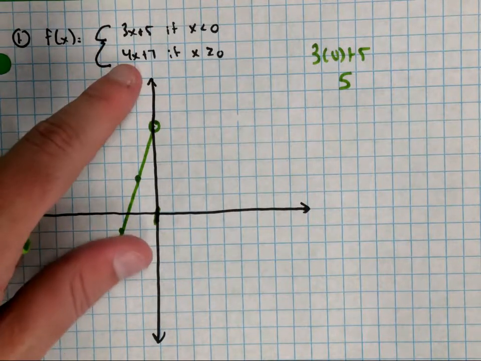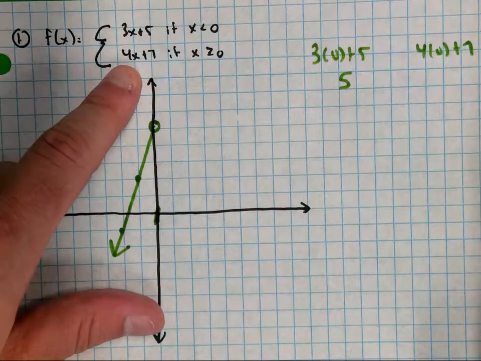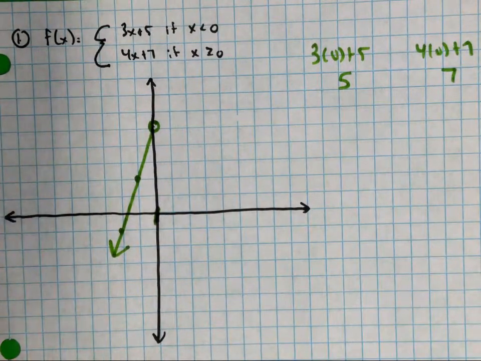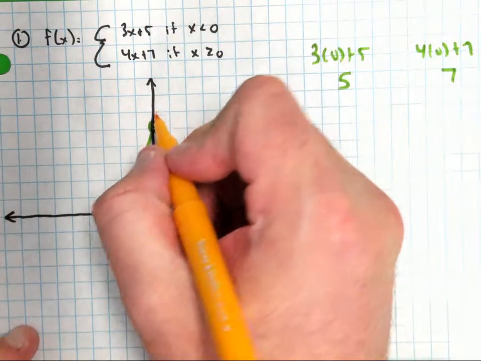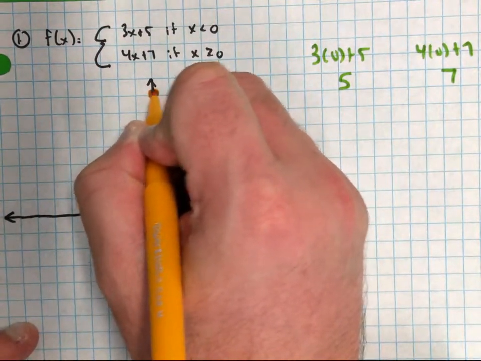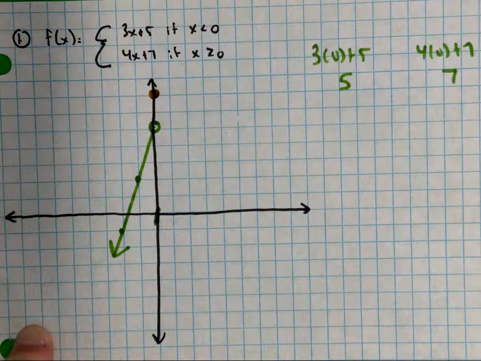Now I'm going to evaluate the second piece at 0. 4 times 0 plus 7. That gives me 7. So now I'm going to plot the point 0, 7. Is it open or closed, Doc? Closed, because that's or equal to. Yeah, I have to close it.